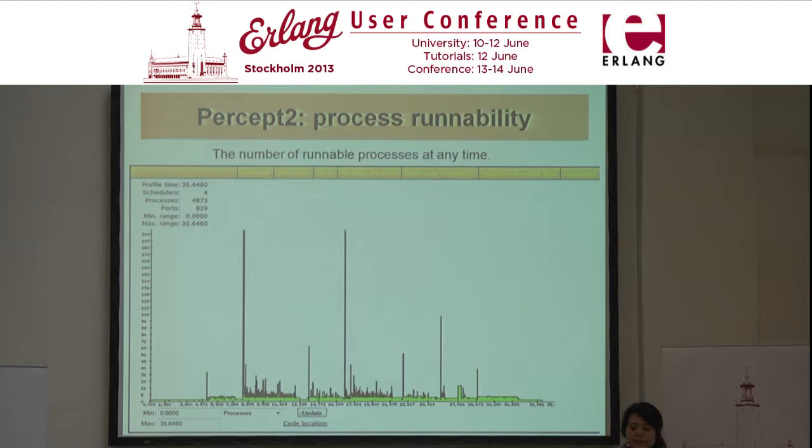Actually, I think I got this data by profiling our famous dialyzer tool to type check the kernel library. You can see my laptop has four schedulers, and dialyzer actually creates nearly 5,000 processes. Here you see a few peaks, which means dialyzer quite suddenly creates lots of processes, and suddenly it goes down because most of those processes are blocked. They're not active anymore, and that's why you see the lower base here. So this is the overview part.